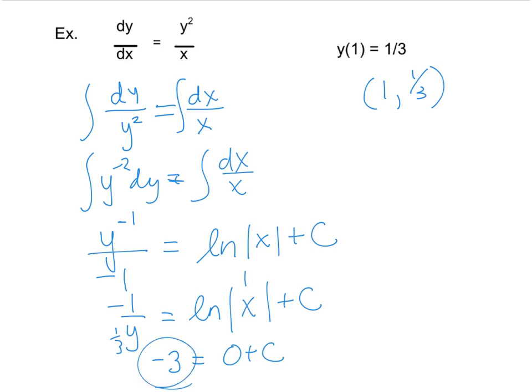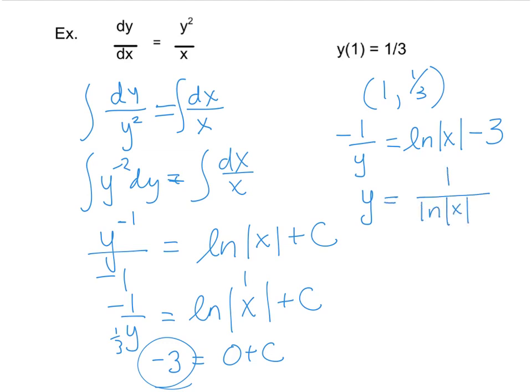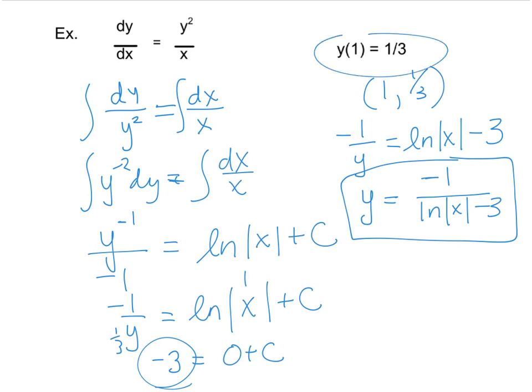So my equation is, once again, negative 1 over y equals the natural log of the absolute value of x minus 3. Then I'm going to do the same thing I did before. If I flip it over, taking the reciprocal, this will be 1 over the natural log of the absolute value of x minus 3, with a negative sign. Once again, this is a particular solution through this point of that differential equation.